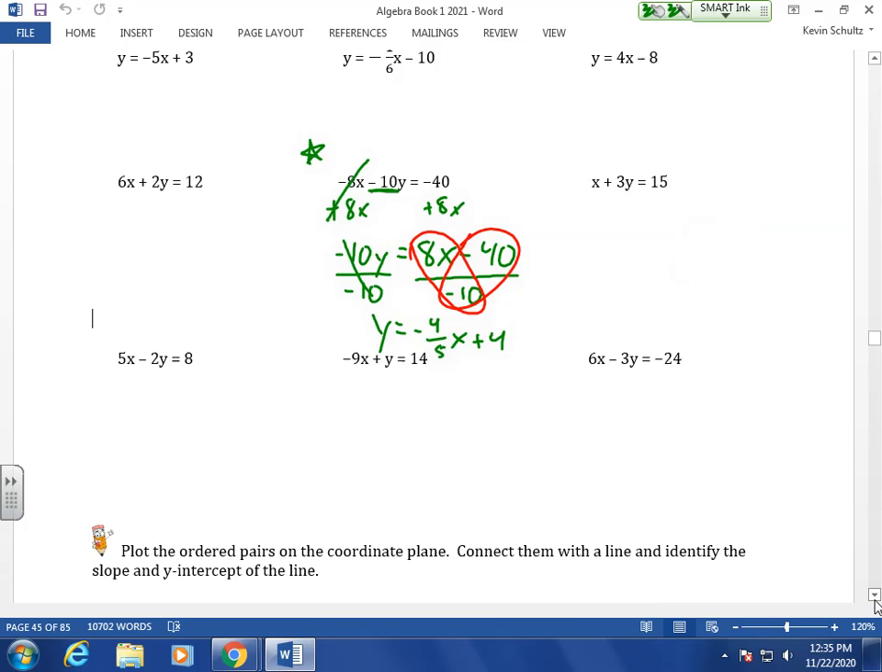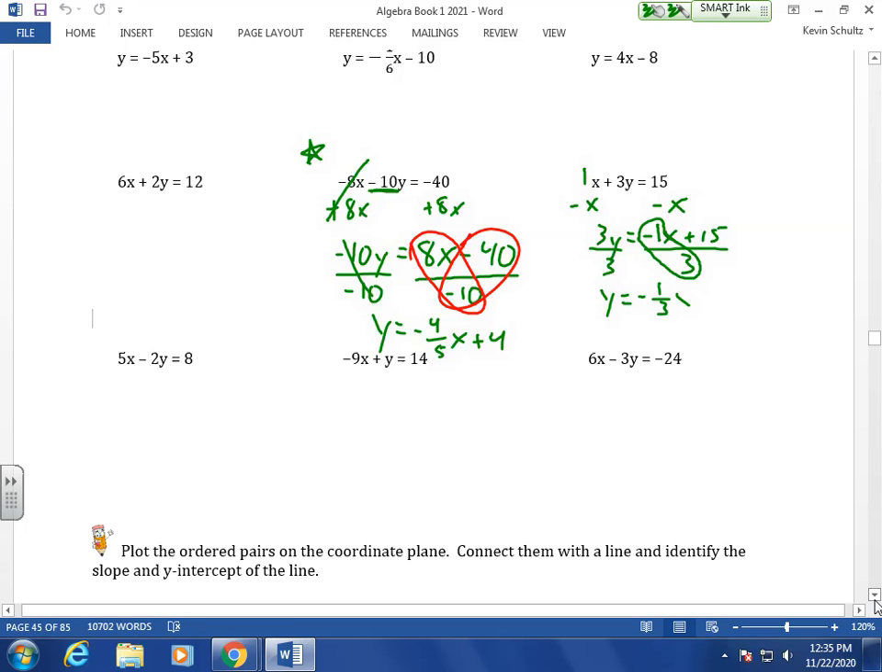The next one, x plus 3y equals 15, remember that coefficient to x is a 1. So when we subtract x from both sides, 15 minus x isn't 14x. We're going to rewrite this to be negative x plus 15. And when we divide everything by 3 here, this is where remembering that x has a coefficient of 1 matters, because negative 1 divided by 3, or negative 1/3, that's our slope.